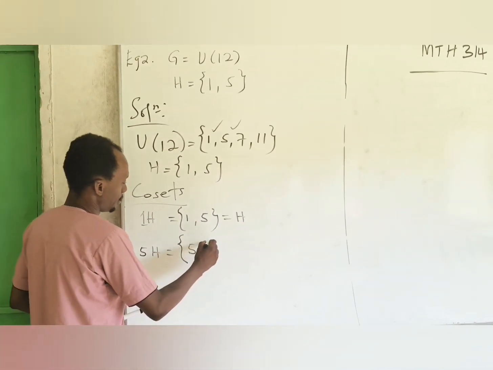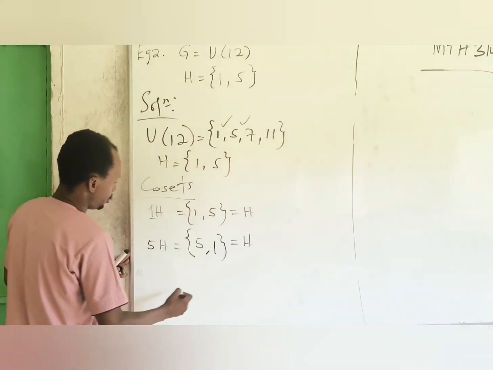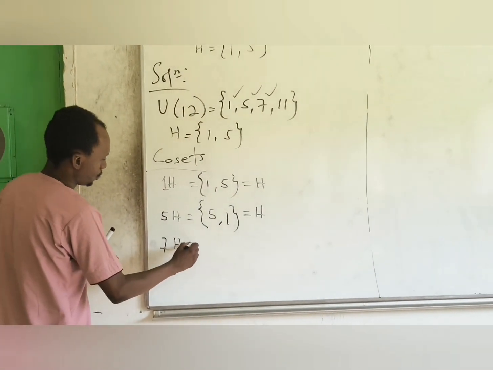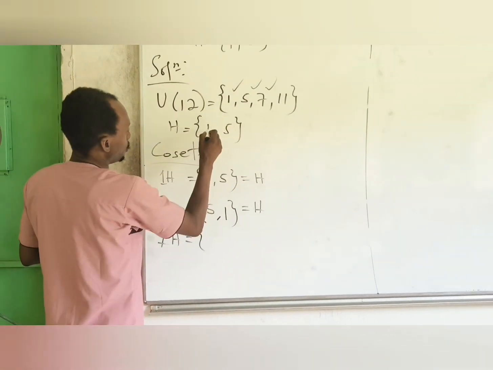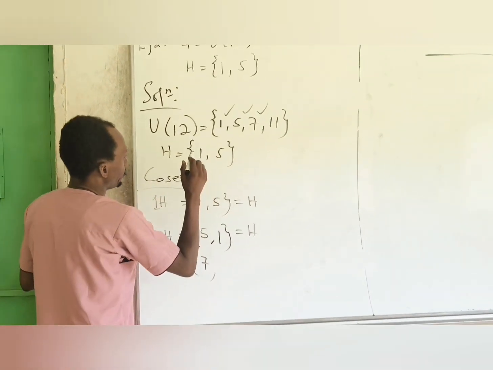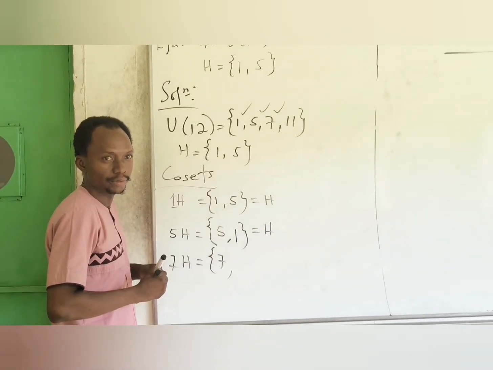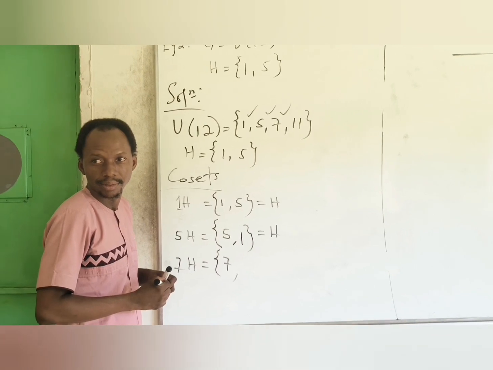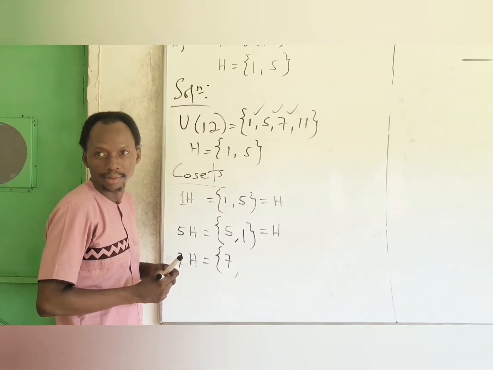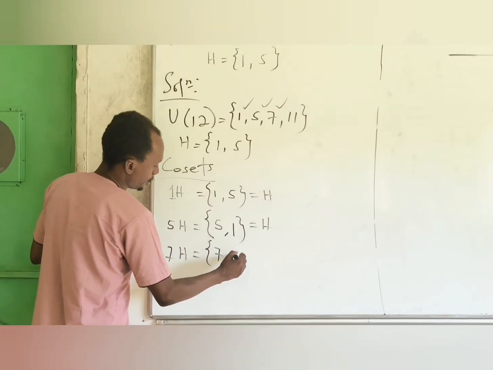Can you see? Yes, sir. So let's continue. This one is also H. So 7H. 7 times 1 is 7, modulo 12 is 7. 7 times 5 is 35, modulo 12. 35 minus 24 makes 11. You get 11.